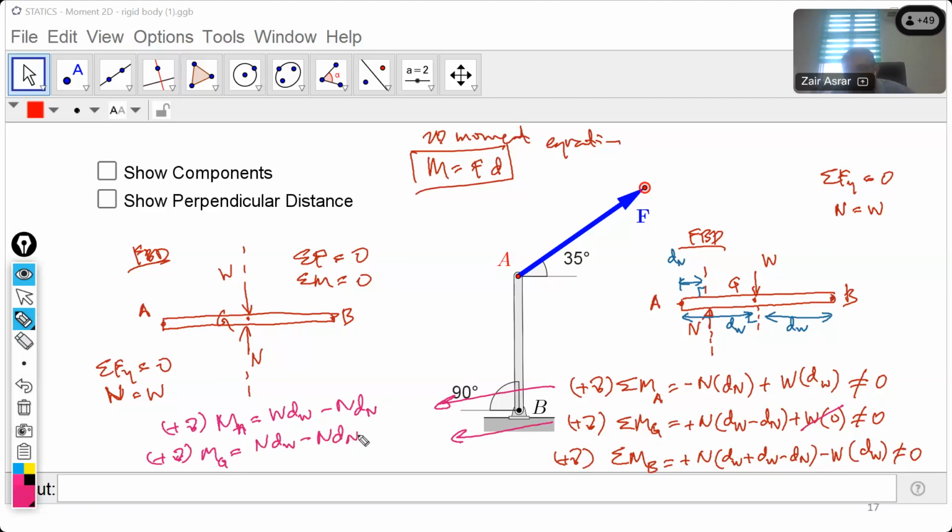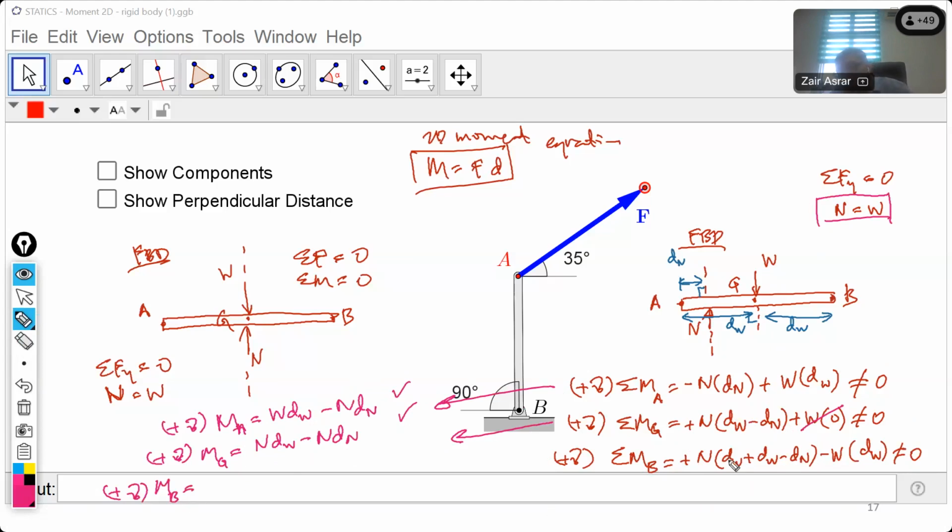Some of you might be wondering, are these two the same or not? Well, n is equal to w. So basically these two are the same. And n dn, of course, the same thing. n itself is equal to w, so w dw and n dw are basically the same thing. So these two are the same. And lastly, moment at B.